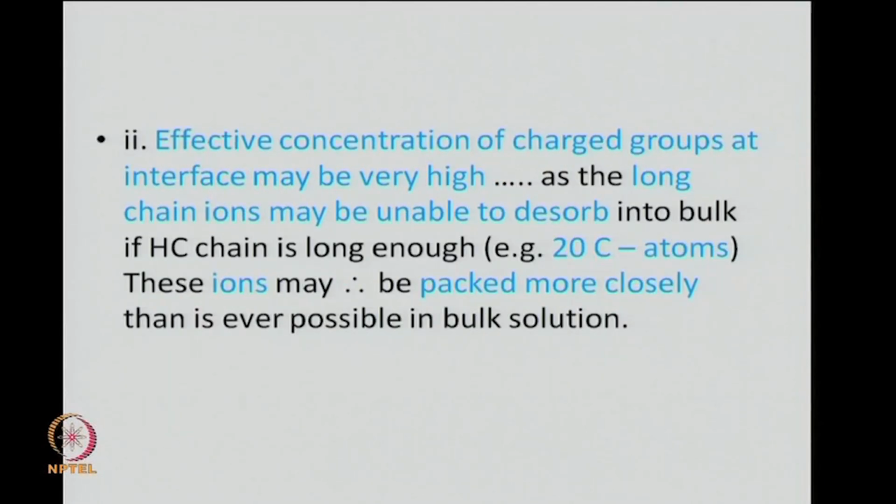The second point is the effective concentration at the interface can be very high, and this will be particularly true if the long chain ions are unable to dissolve into the bulk. That may be aided by the fact that a long hydrocarbon chain such as 20 carbon atoms may be hard to dissolve from the surface into the bulk, and therefore, these ions will be packed much more densely than would ever be possible in the bulk solution.